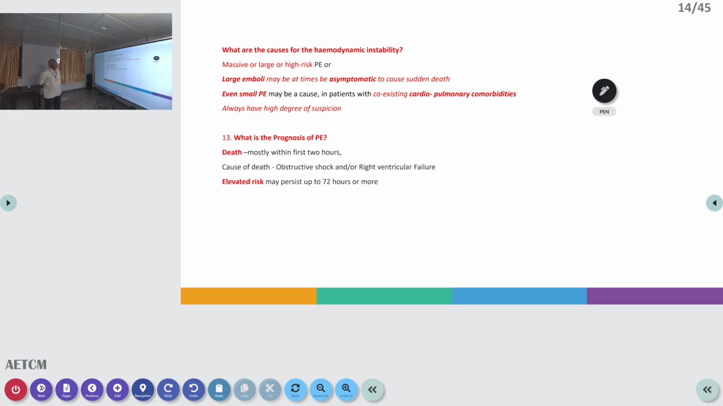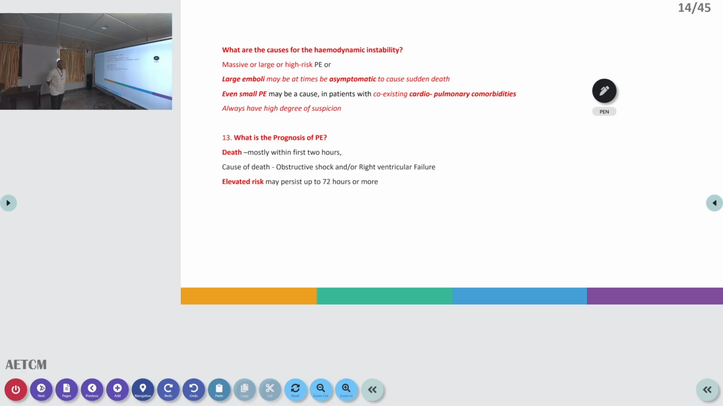Either massive or large or high risk pulmonary embolism. Don't think that this massive embolism will always have symptoms. Certain times the massive emboli may have no symptom at all, but the patient may go for sudden death. Also, with the smaller emboli, don't think they may not produce any hemodynamic instability. The smaller emboli may also cause hemodynamic instability because of any coexisting cardiopulmonary comorbidities. So whenever examining a patient, don't estimate the patient on the size of the thrombi.